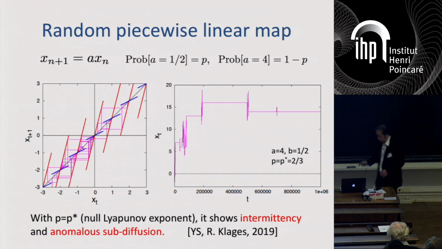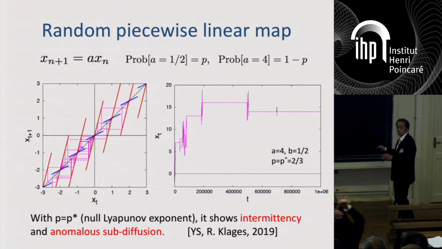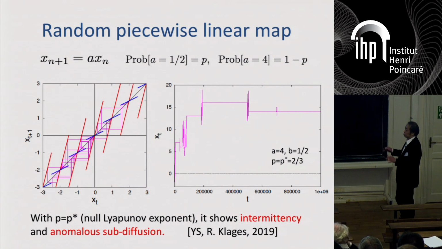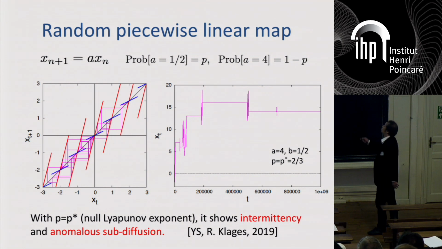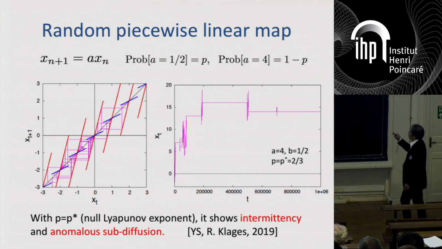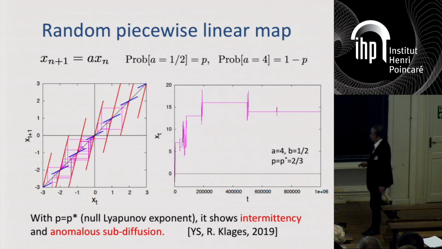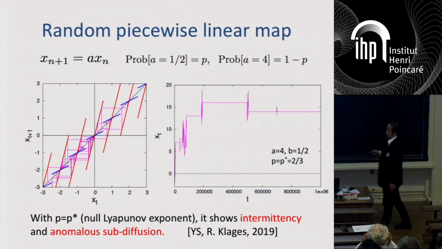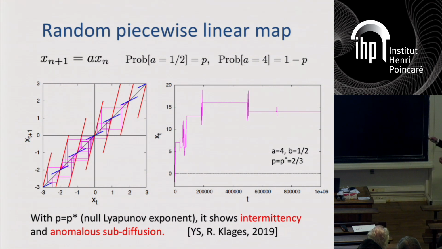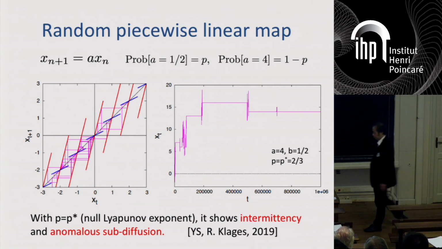But if we use both maps, randomly switched with probability p, then we have a mixture of the red expanding map and the blue contracting map in time. And this system shows this kind of trajectory, like intermittent and anomalous behavior. We need to set p to p star to have a zero Lyapunov exponent. So this p star is a critical value. Except for this p star, we don't have this behavior.